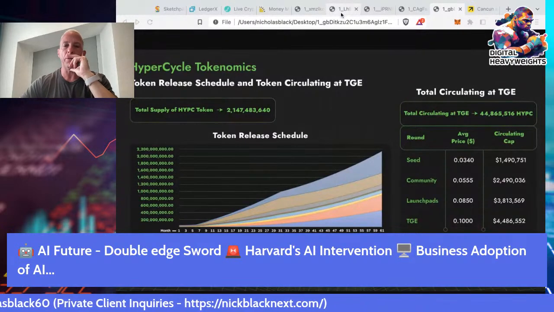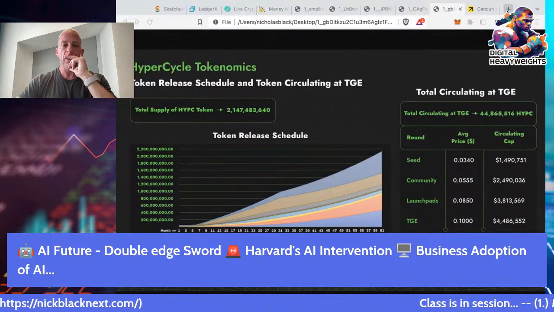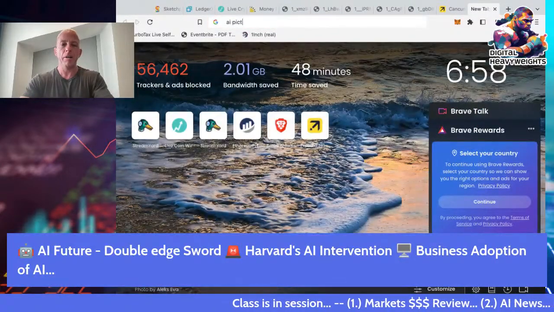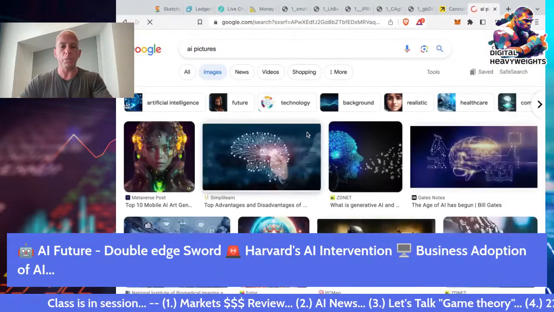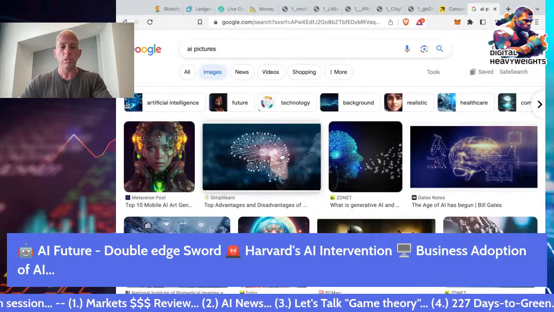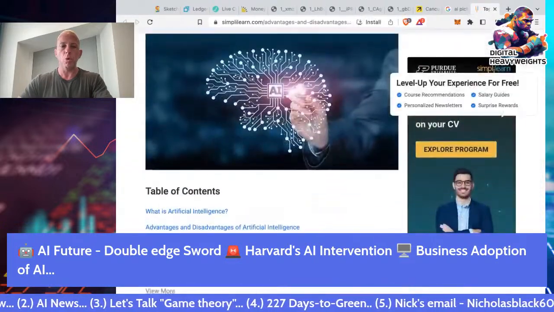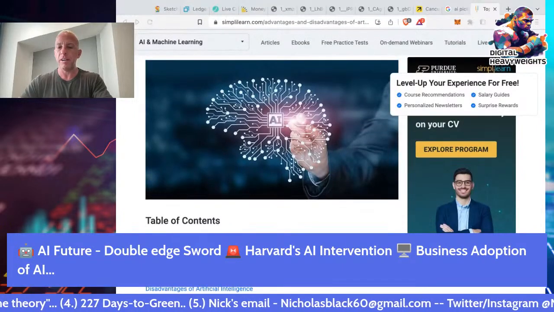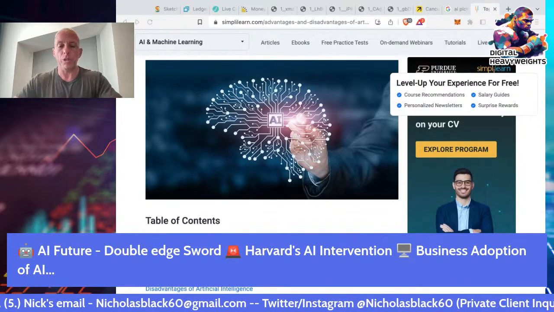That's HyperCycle. I mean, HyperCycle is AI. Oh, you know what we'll do? Here's what we'll do, we're gonna do an experiment. Let's go AI pictures, then we'll go to images, and then we'll just pick a cool one. Ooh, look at that brain. Ooh, good brain. Okay, so that's gonna be our thing. Brain. All right, what's going on in AI news?